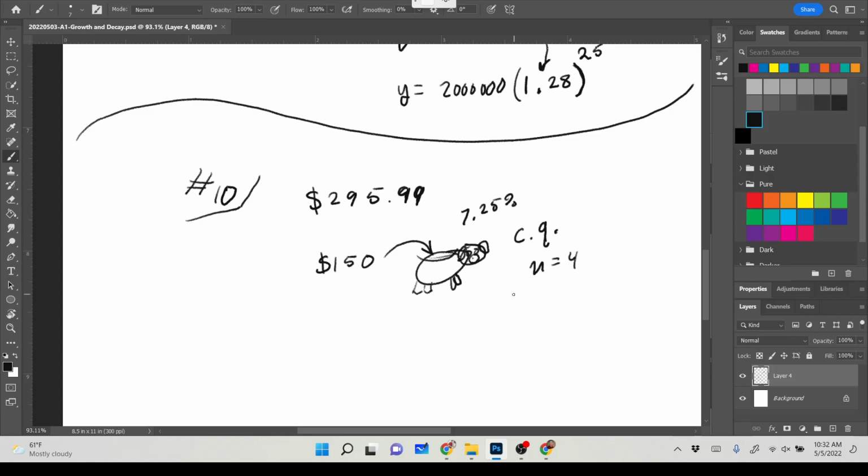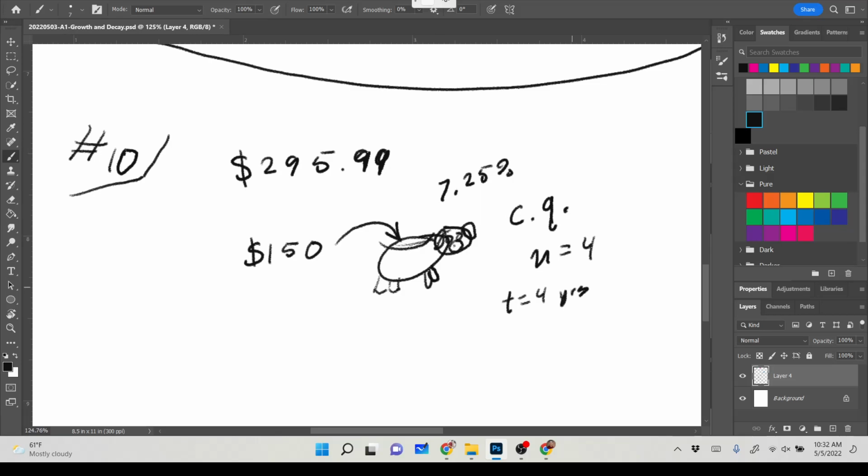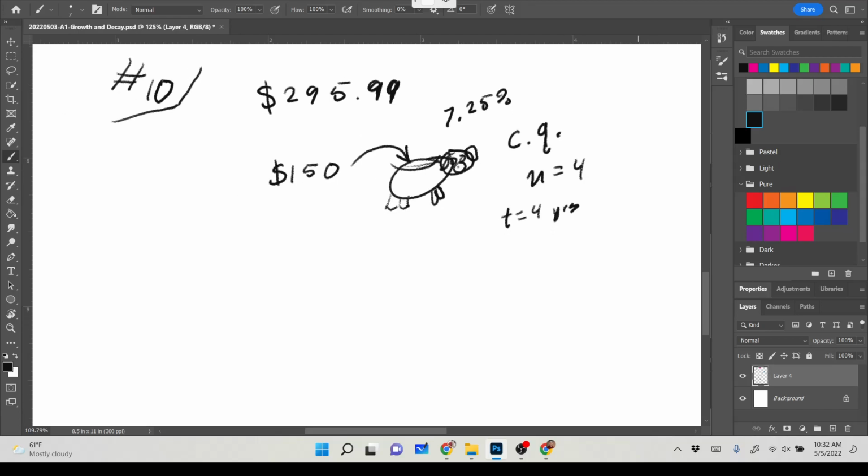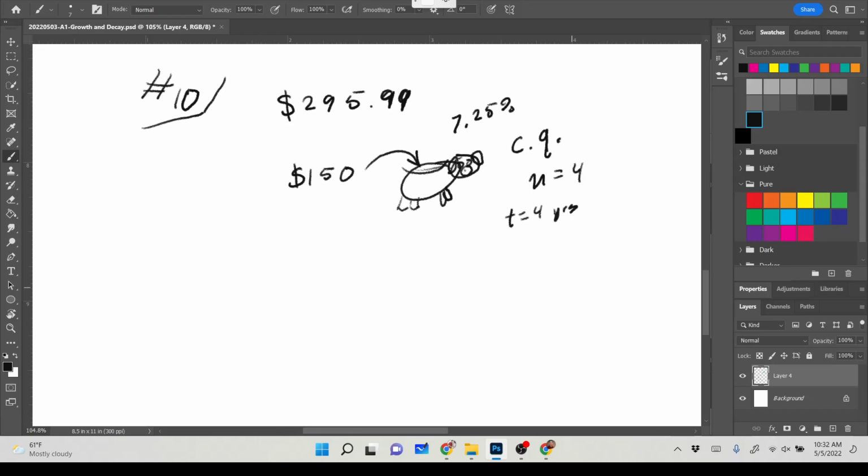And she leaves it in there for 4 years. And she wants to know, can she go to Padre Island? So, what should we do? We should write out our equation. What equation are we going to use? Y equals A times 1 plus R over n, to the n times t. No, it's not R over t, it's R over n.